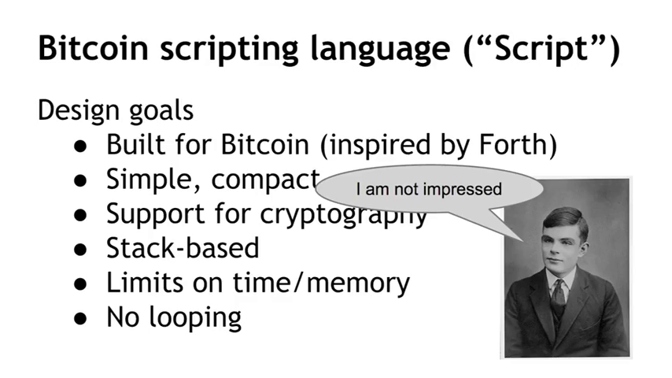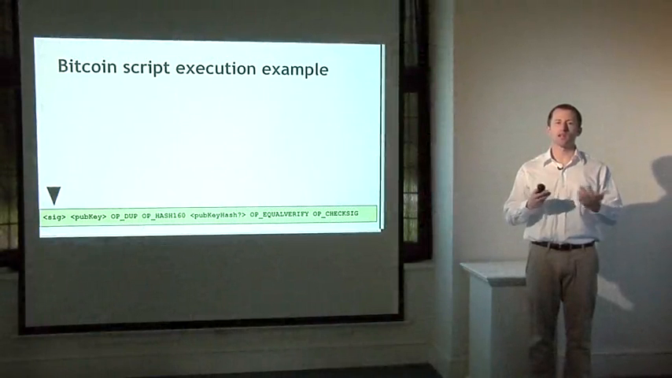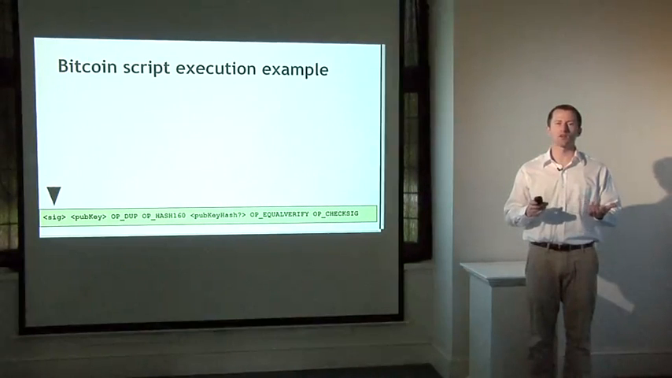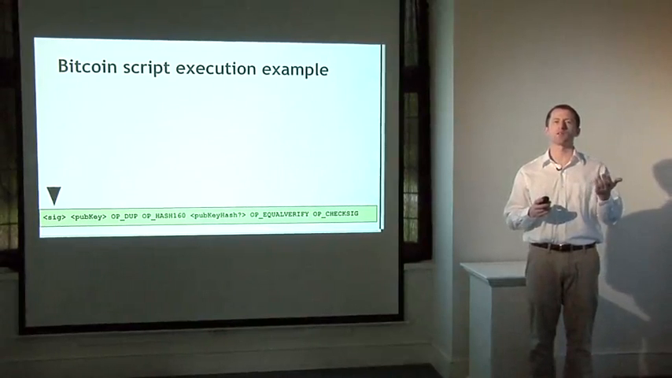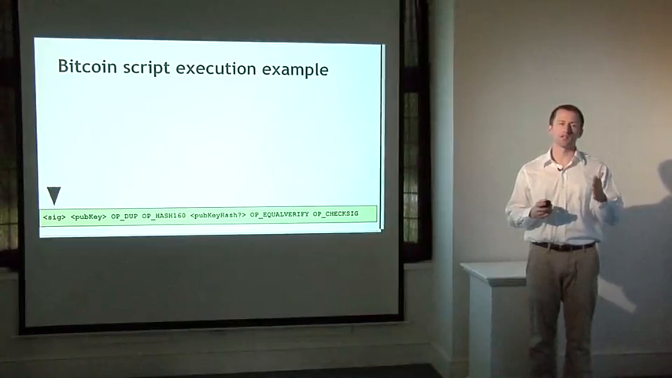Okay, now the fun part. We're going to look at a specific Bitcoin script and exactly how it's executed. This is the same example as before. This is the most common script in Bitcoin. A script where the sender of coins simply specifies the public key of the recipient, and the recipient of the coins, to redeem them, has to specify a signature using that specified public key.